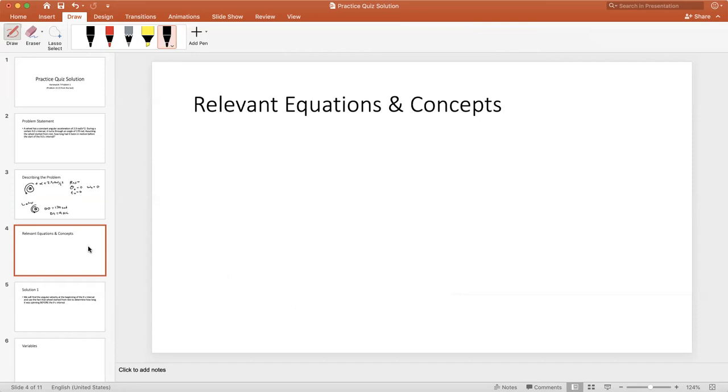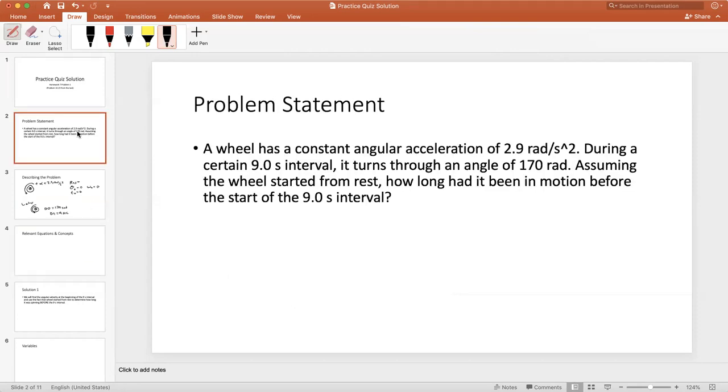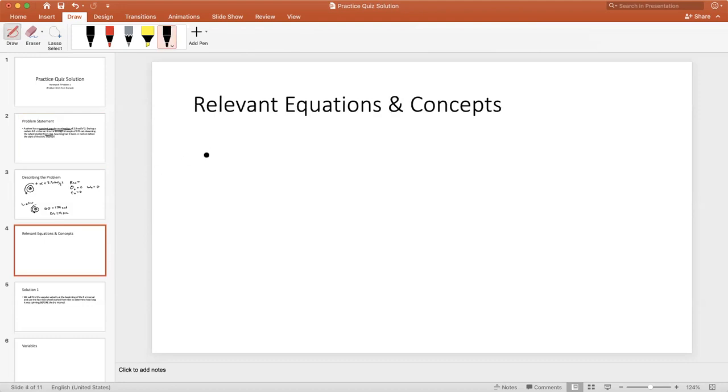Okay, so as with all quiz and exam problems, the first thing that I would like you to do is to write down what equations and concepts are relevant to this problem. So we can look back at our problem statement and carefully reading through it, we note that it's telling us that this wheel has constant angular acceleration and that it began from rest. Those are the two key concepts that we need, and they'll tell us what equations we can use.